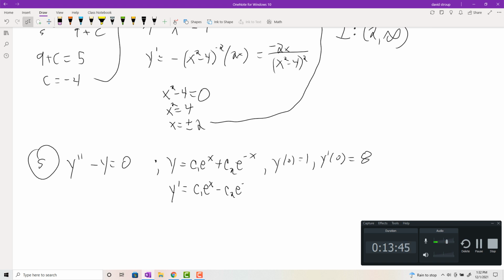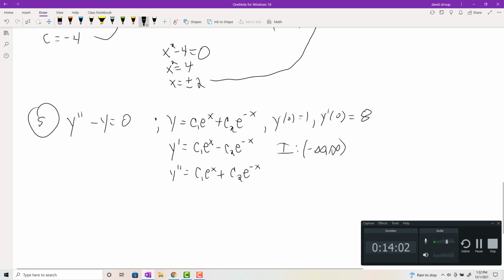So I'm just getting the derivatives here. And of course they're exponential functions. They are continuous everywhere. There's not going to be any issues here. The interval of definition will just be everything, all real numbers from -∞ to infinity.